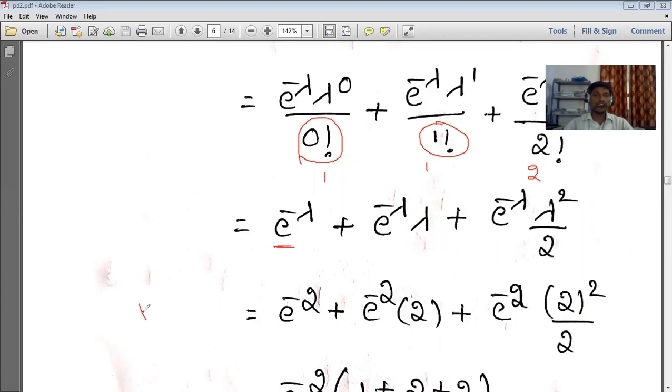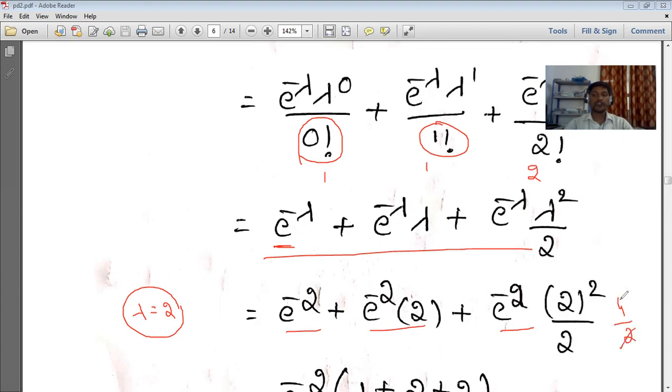We already calculated λ equal to 2, so that value is substituted here. So e^(-2), next e^(-2) into 2, next e^(-2) into 2 square by 2. So 2 square is 4, and 4 by 2 is 2. In each and every term, which one is common? e^(-2) here, e^(-2) here, and e^(-2) here.